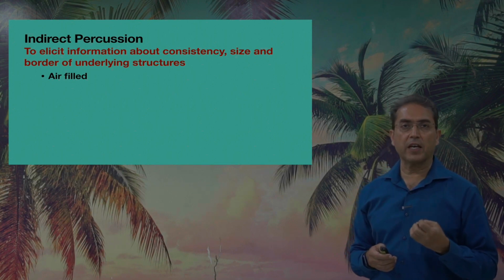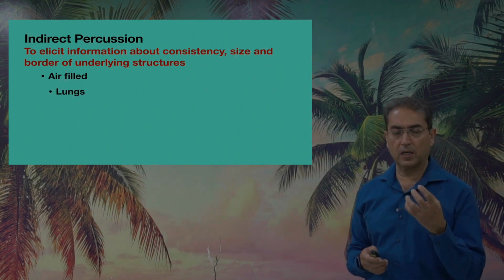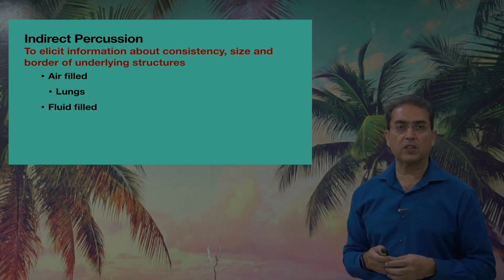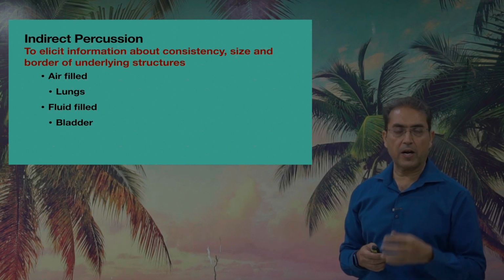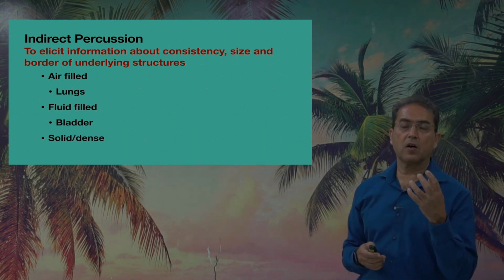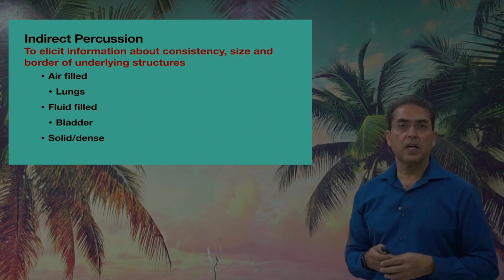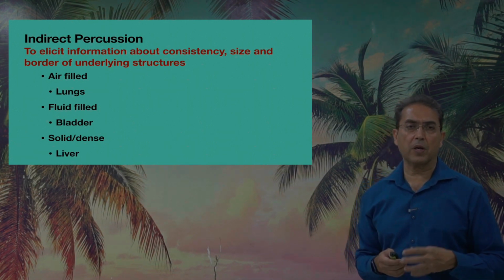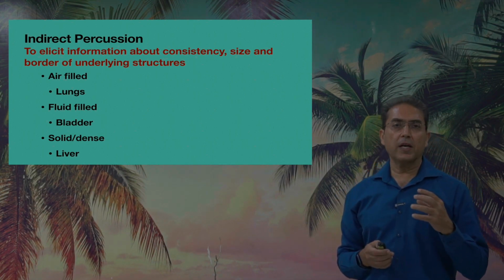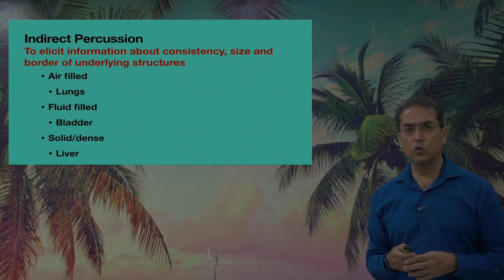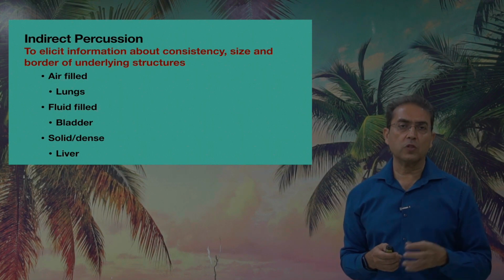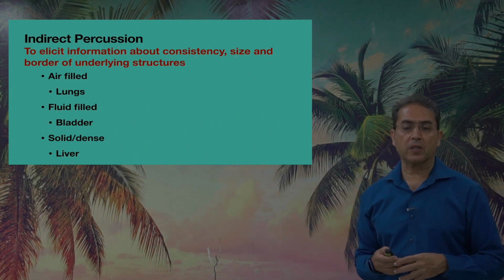So when we do indirect percussion, we can see what is the possible underlying structure. For example, if this is an air-filled structure, for example, it's a lung, it produces a resonant sound. Or if this is a fluid-filled structure, for example, urinary bladder, it may produce a dull sound. Similarly, if we have a solid organ under it, it may produce again a dull sound. For example, a liver is a solid organ, can produce a dull sound. Now, when we do indirect percussion, we need to know 2 things. What is the proper method of percussion and what are the rules which we should follow when we are percussing.